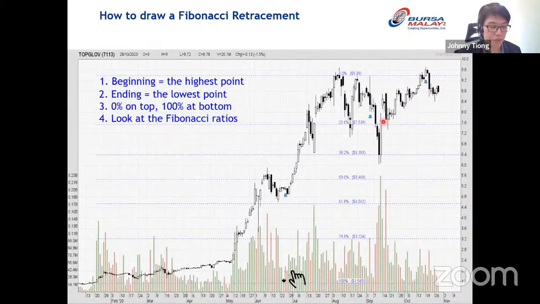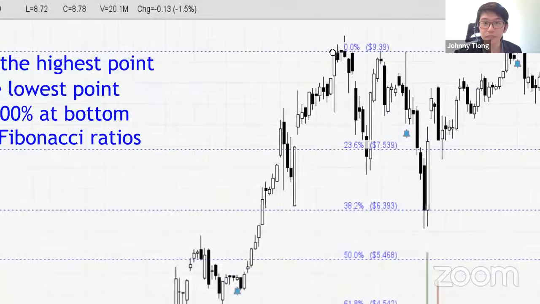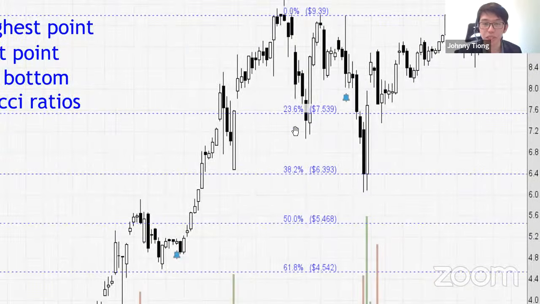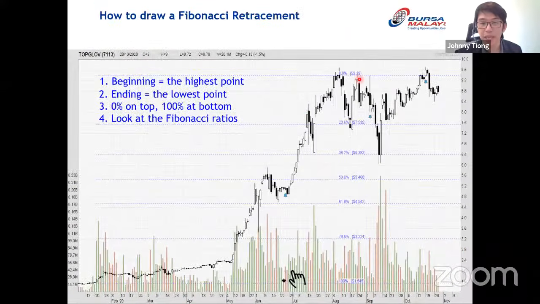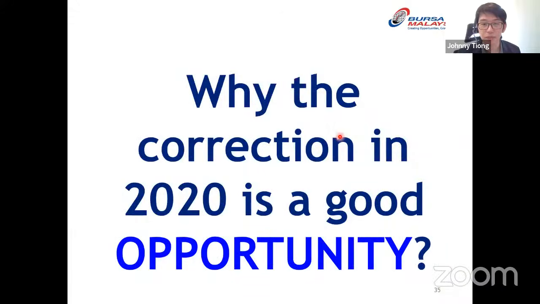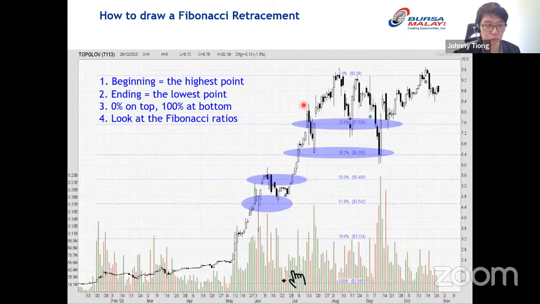Look at the Fibonacci ratios: 0, 23, 38, 50, 61, and 78. If we look at it properly, they actually help us draw the support and resistance. You see this 23.6, it connects 3 points, 1, 2, 3. And there are also other points here. So Fibonacci retracement can be a good indicator for support and resistance. You can see from what I have drawn here. Later I'm going to show an example after I finish my slides.